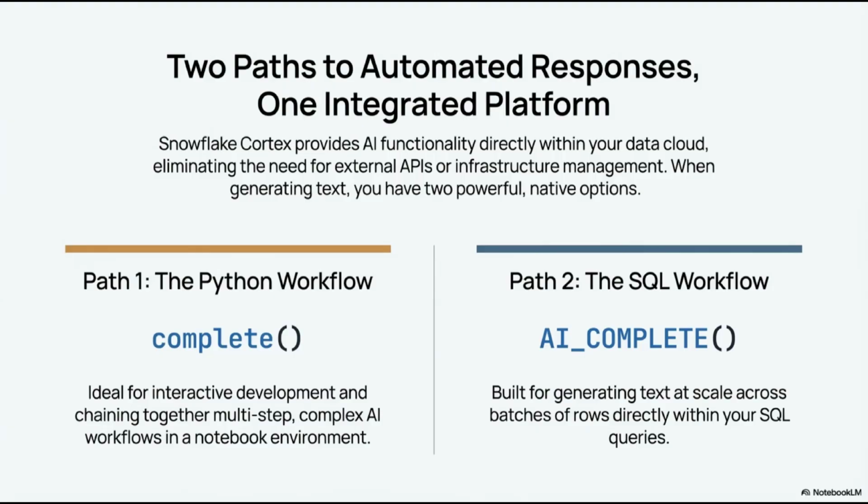It stays put. So when you're at this fork in the road deciding how to build these automated replies, you've got two really powerful native options in front of you. And that's what we're framing as path 1 and path 2. Path 1 is the Python workflow that's all about flexibility. And path 2 is the SQL workflow, which is just built for pure, unadulterated scale.